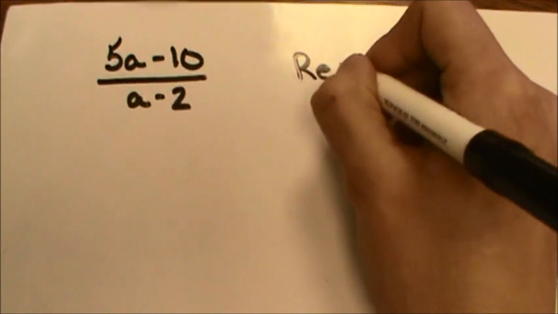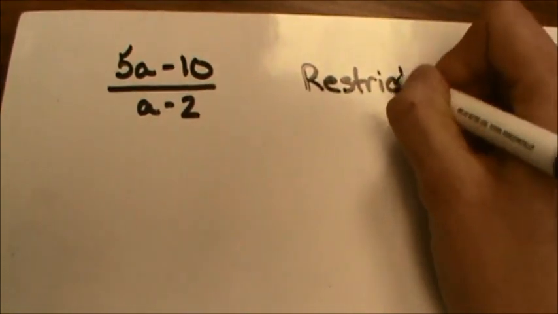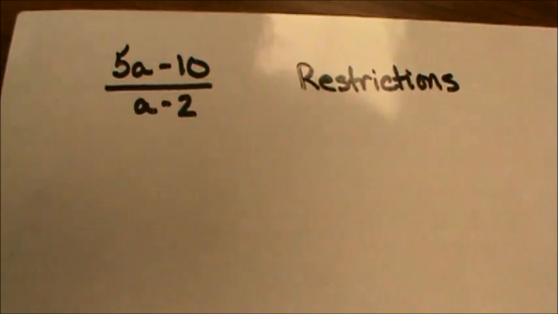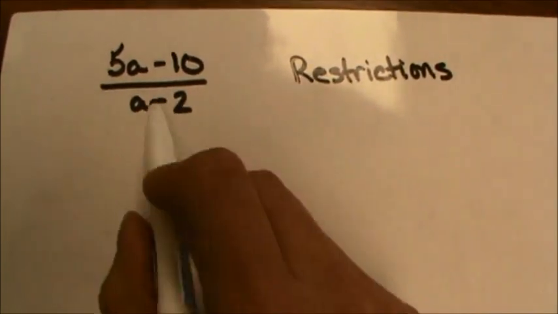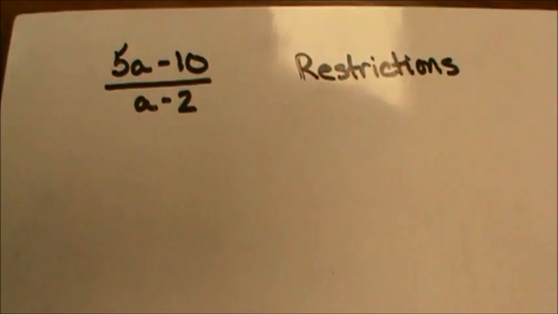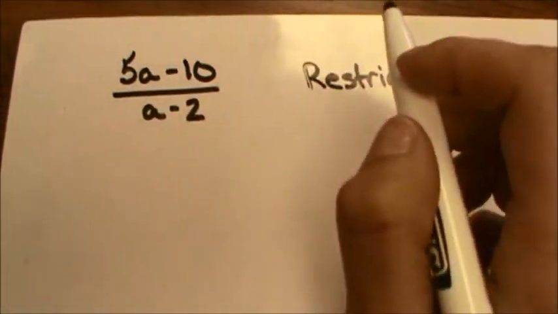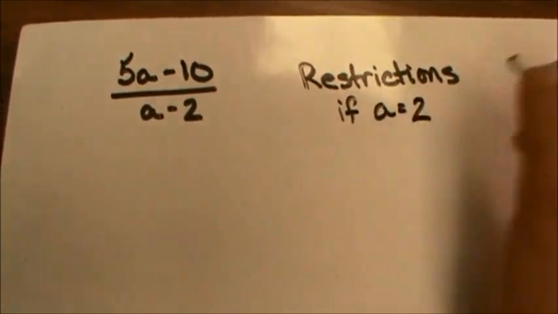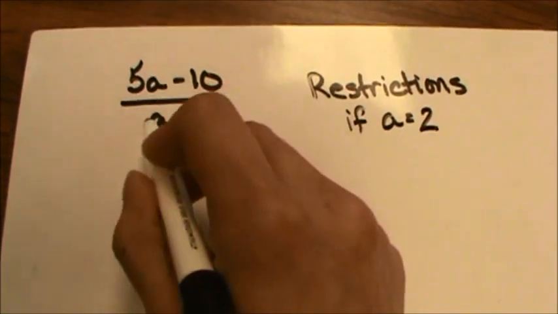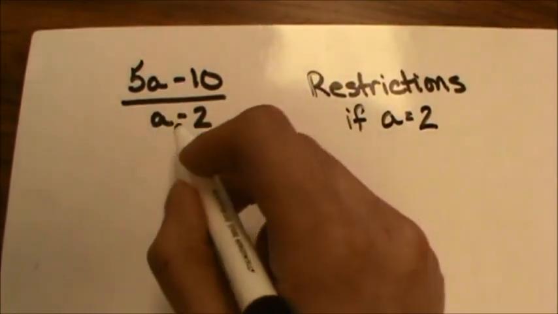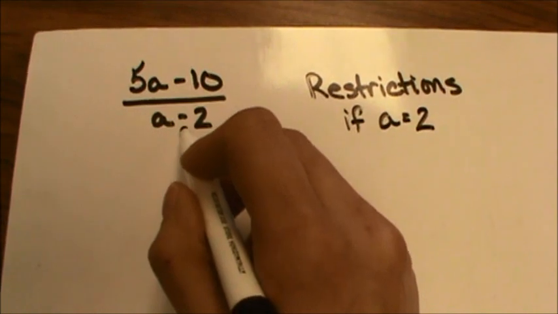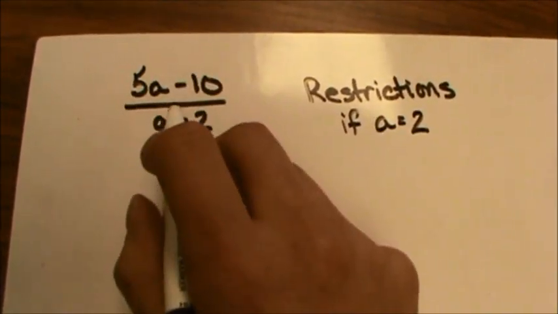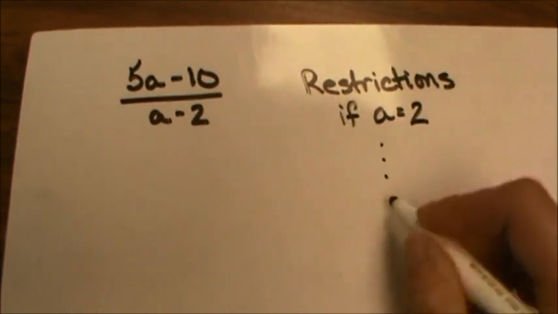All right. The one other piece of this lesson has to do with restrictions. When we talk about restrictions in terms of fractions, it's because we have something in the denominator that could possibly be 0. A minus 2 could be 0 if a was positive 2. If a was positive 2 and I plug it into this fraction, I would get 0 in the bottom. I cannot have that.